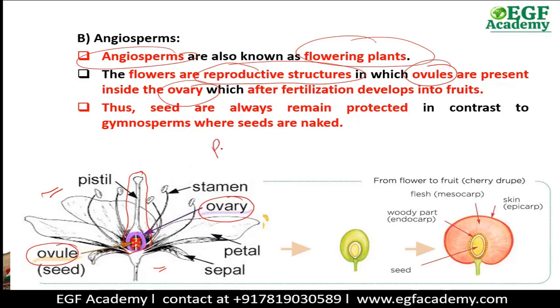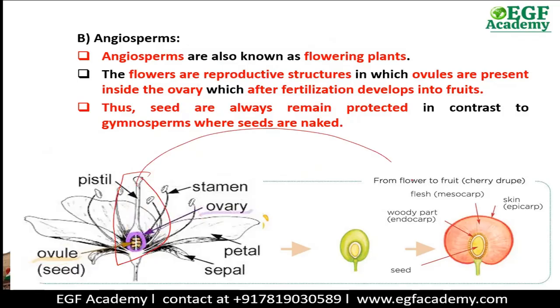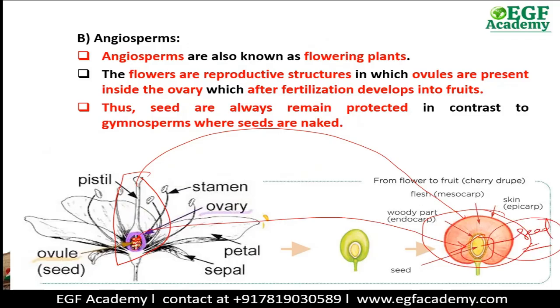Now when the pollen grain reaches this flower, these are the female parts. So when the pollen grains reach these female parts, then a fertilization process takes place. And after the process of fertilization, this complete ovary will be converted into a fruit. And these ovules which are inside this ovary will be converted into seeds. They will form seeds. So this is how a fruit is formed from a flower. So these are the angiospermic plants.